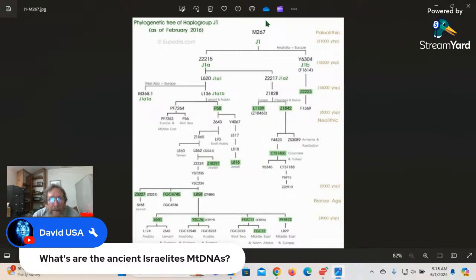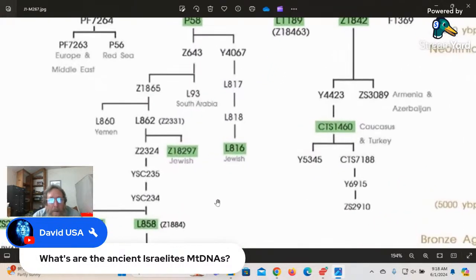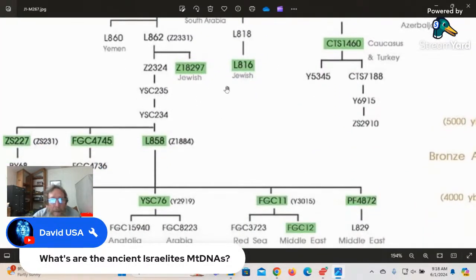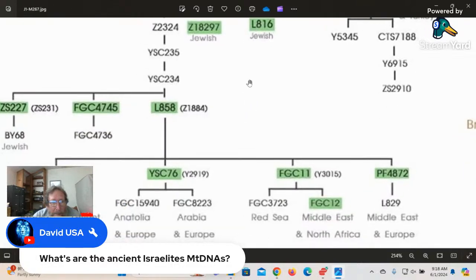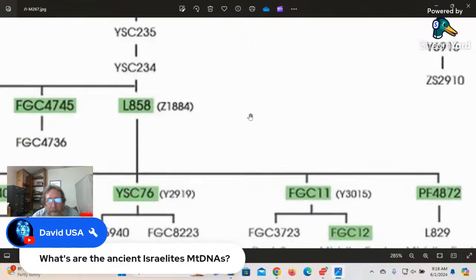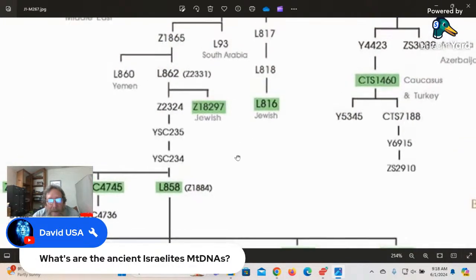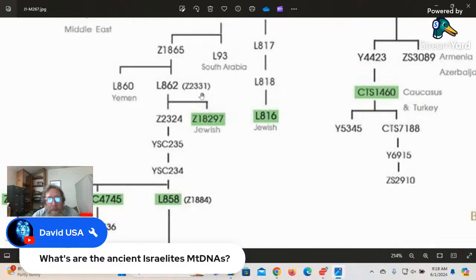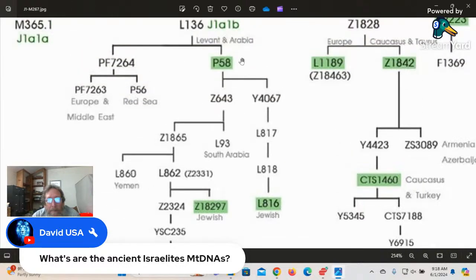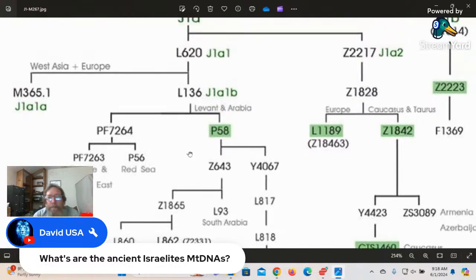And again, this is the J1P58, and, well, zoom in, Jewish, and then it goes, but it's still the same lineage. So anybody having this J1P58 is identified as being of the Cohen modal haplotype.